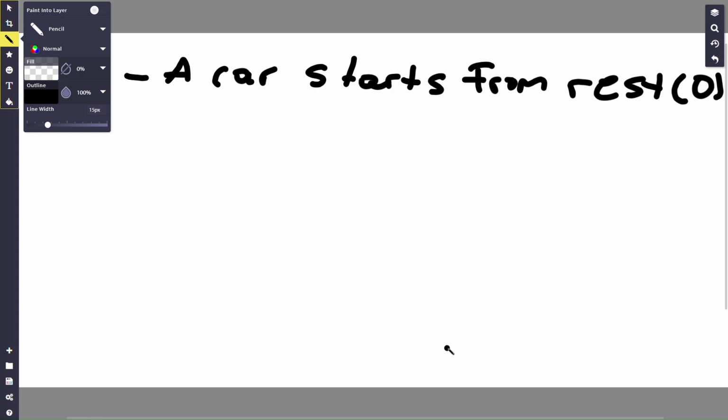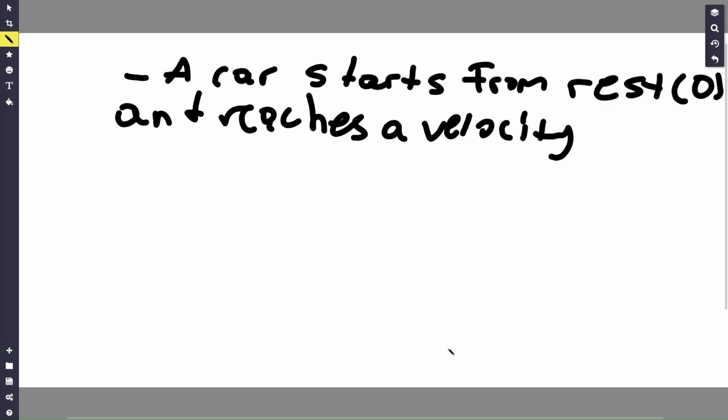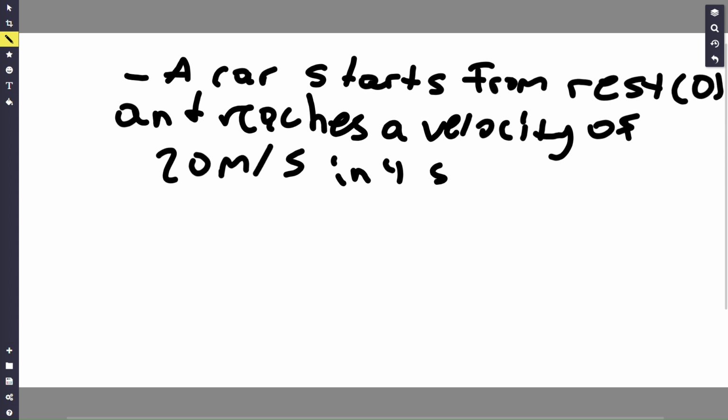Sorry, so suppose a car starts from rest and reaches a velocity of 20 meters per second. M/s is just another way of saying meters per second, in 4 seconds.